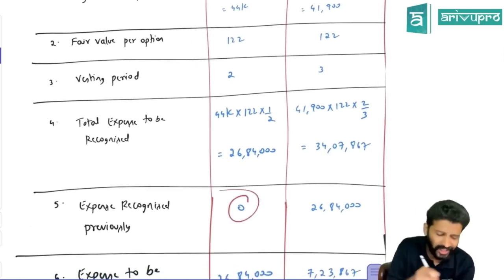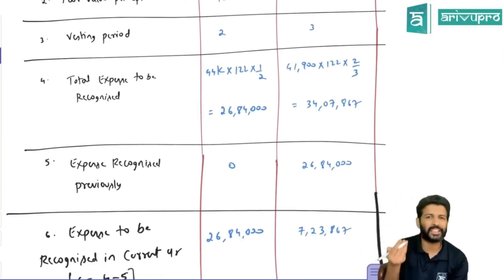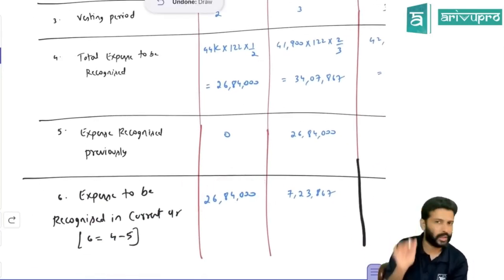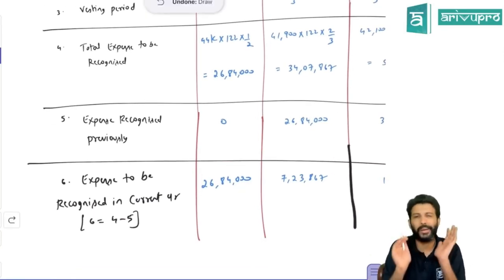Next, you have to check, has any expense been recognized previously? We are in the first year. We have not booked any expense. So expense recognized previously is 0. So in the current year, you totally have to account 26,84,000. That's all the working. So the company is estimating for the first year that the expense is 26,84,000. This is an estimated expense.